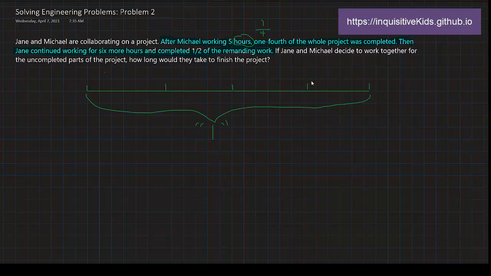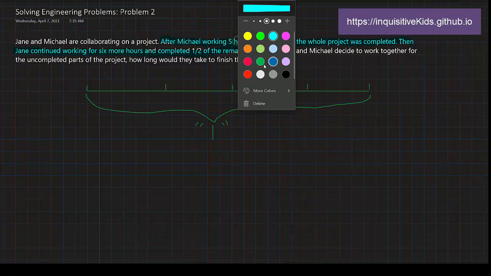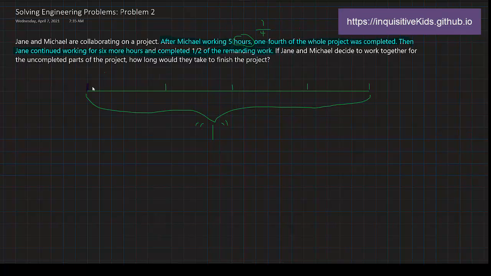So after Michael working 5 hours, 1/4 of the whole project was completed. So after him working for 5 hours, he completed 1/4. I'm shading 1/4 in, and we'll just have an M for short for Michael. So that's what he has right now. And now let's read on.